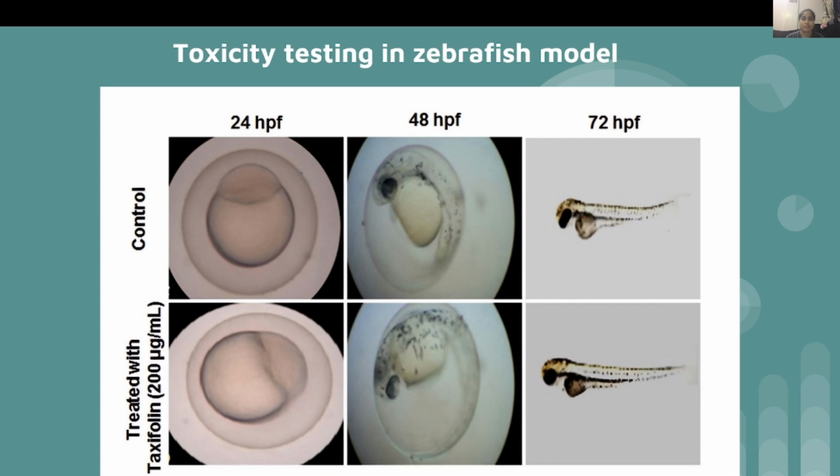Next is toxicity. Toxicity testing was done in zebrafish model. Zebrafish embryos treated with taxifolin had pericardial edema around their heart. So after increasing the concentration of taxifolin, more embryos had pericardial edema. This states that taxifolin possesses less toxic effects in lower concentration only.